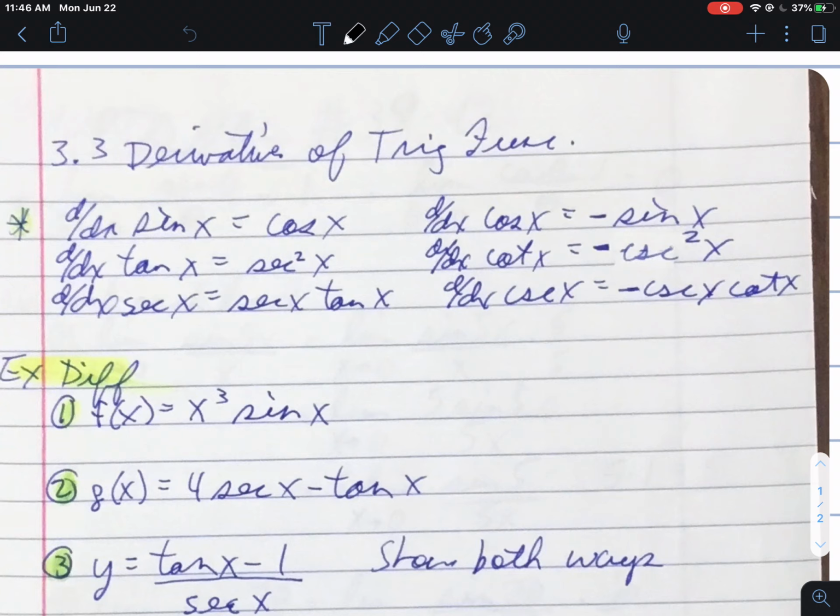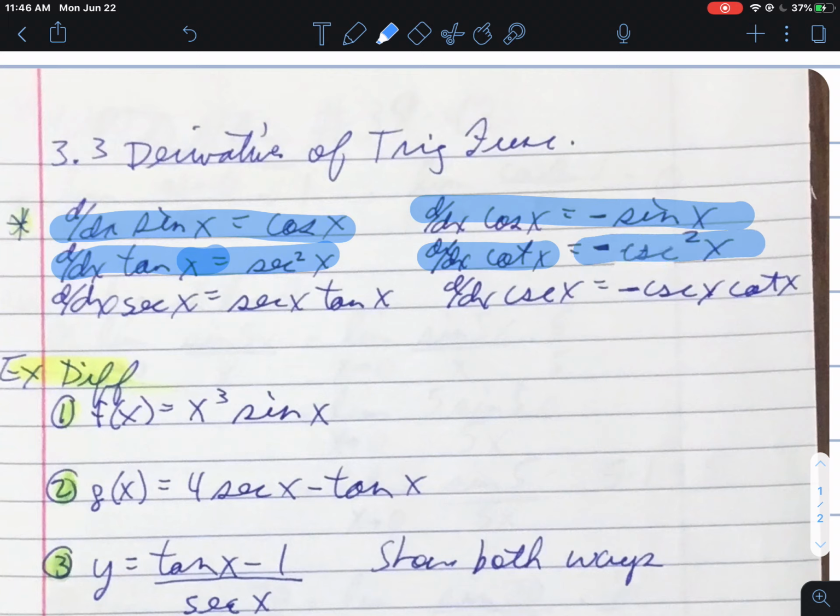So with that said, the derivative of our trig functions: the derivative of the sine function is the cosine function. But the derivative of cosine is the opposite of, or negative of, the sine function. So obviously you've got to keep those signs straight. The derivative of tangent is secant squared. The derivative of cotangent is negative cosecant squared.